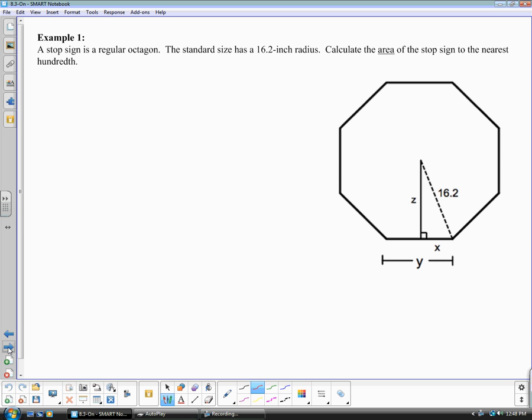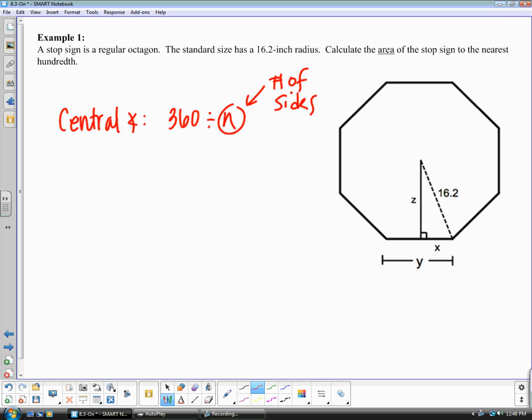The first example we are going to do is example number 1. If you remember back to when we talked about area of regular polygons, we had to always find the central angle. And to find the central angle, we always took 360 and divided by n, n being the number of sides. Now, if we have an octagon, that means we have 8 sides. So we're going to take 360 and divide it by 8. When we divide it by 8, we're going to get 45 degrees. If we go to your diagram, that means that whole angle is going to be 45 degrees.